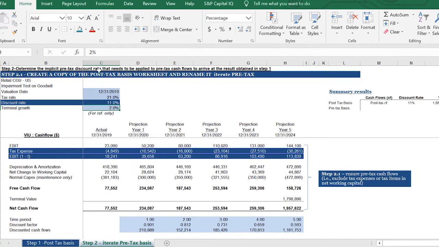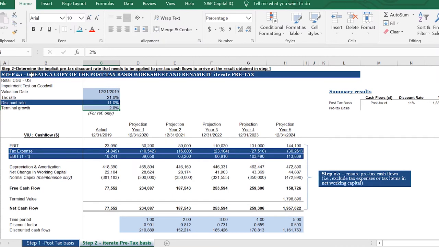Now we move on to step 2, which is to determine the implicit pre-tax discount rate that needs to be applied to pre-tax cash flows to arrive at the same result which was obtained in step 1. I'm going to explain it to you step by step, which will make it much easier.